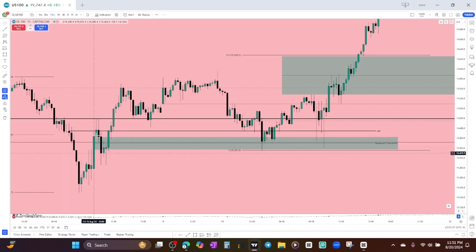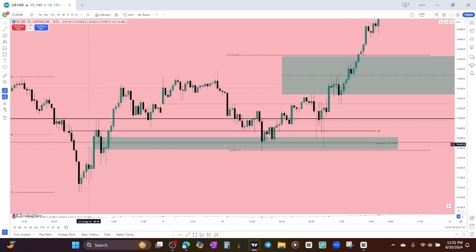Then we reverse. Boom. Take out this high, because the three candle pattern makes this high a little bit more significant. Look across. We take that high. We don't have to close above. We take it, making a market structure shift.